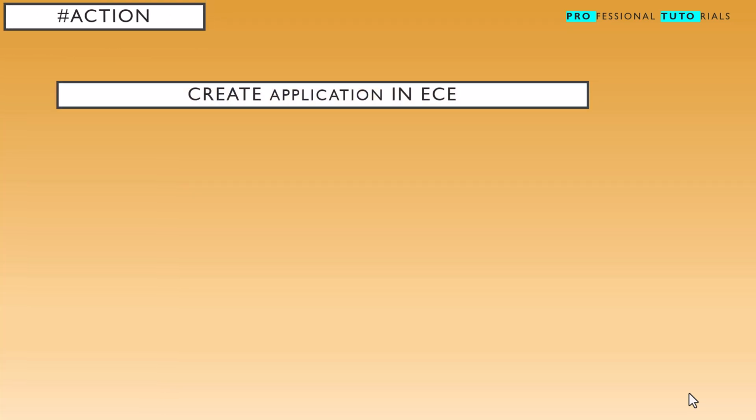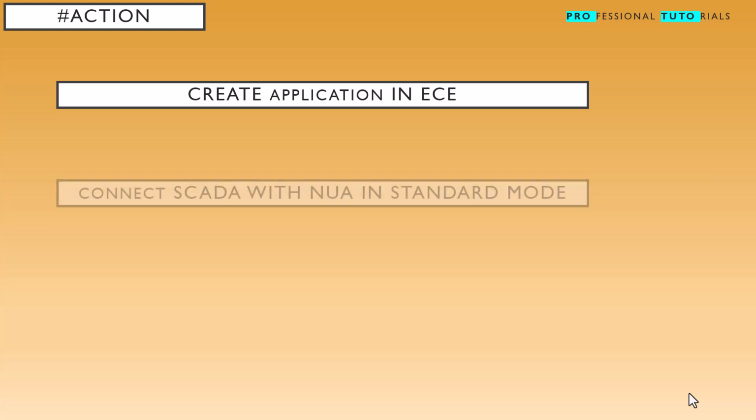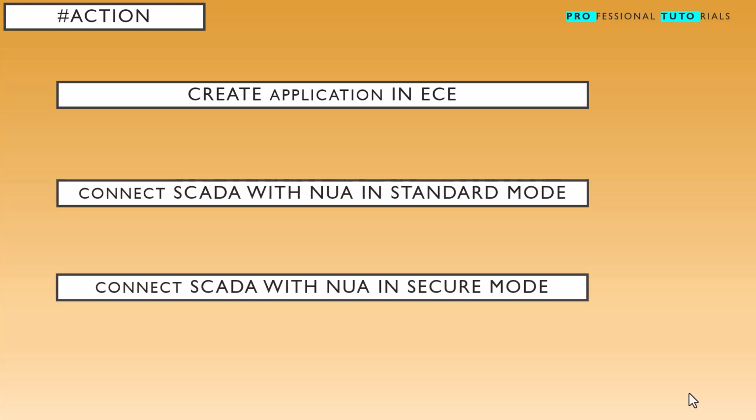First of all, we will create the project in Control Expert and create the variables. Then, we will connect SCADA to M580 through the NUA module in standard mode. And finally, connect SCADA to M580 through the NUA module in secure mode.